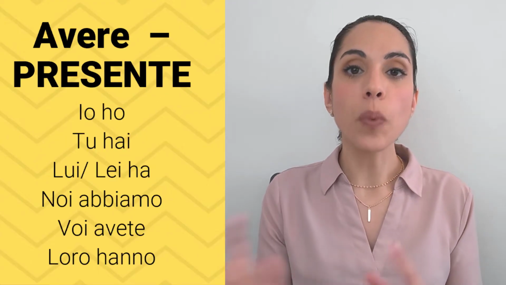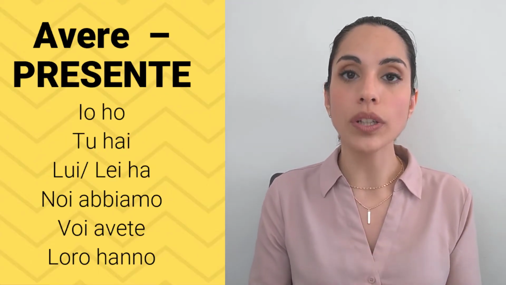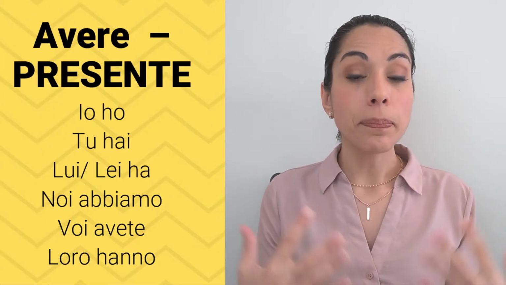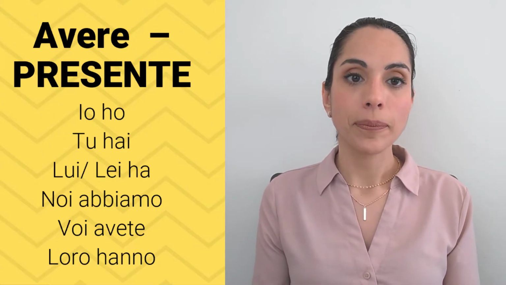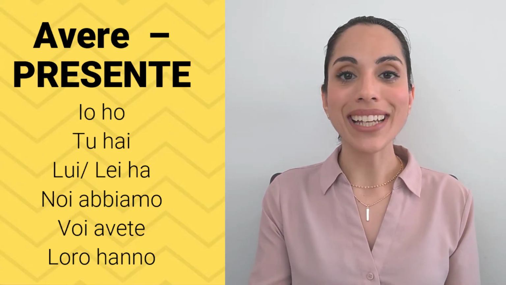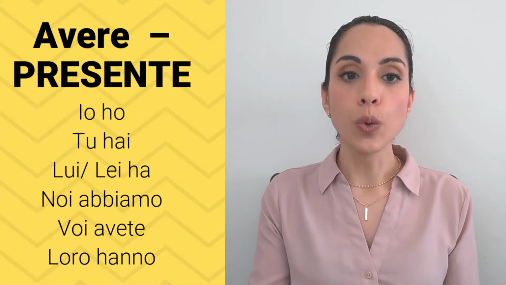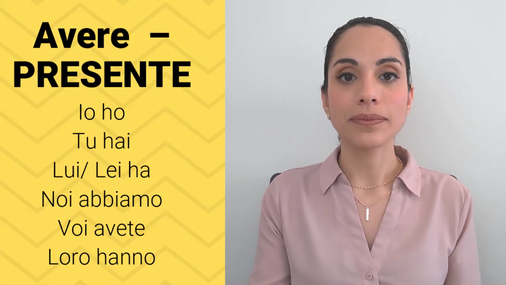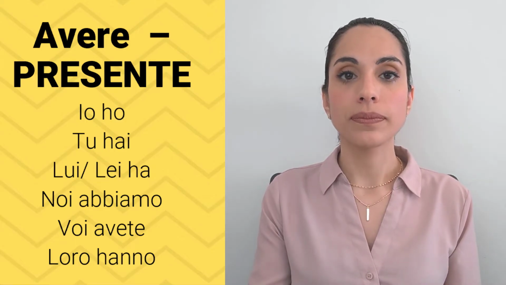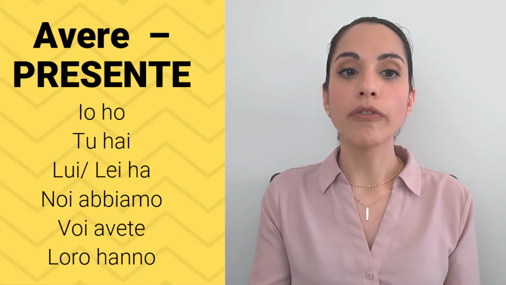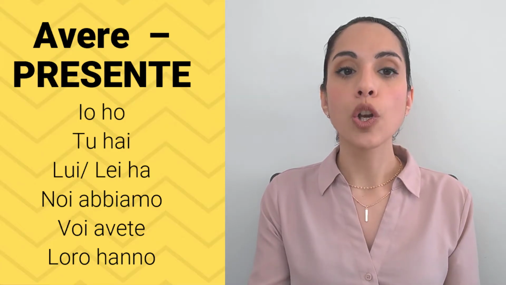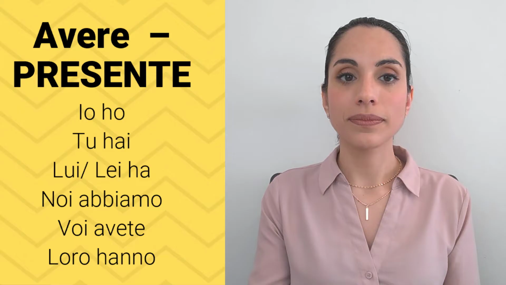Okay, let's repeat this once more in Italian only so we can actually memorize and absorb this completely. This is presente of avere. Io ho. Tu hai. Lui, lei, ha. Noi abbiamo. Voi avete. Loro hanno.